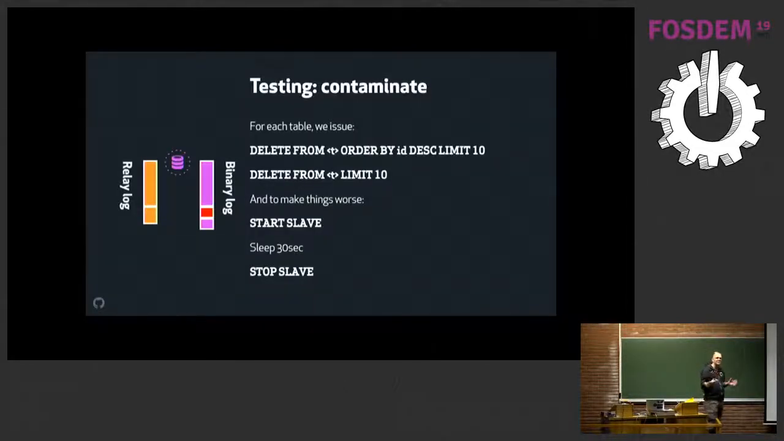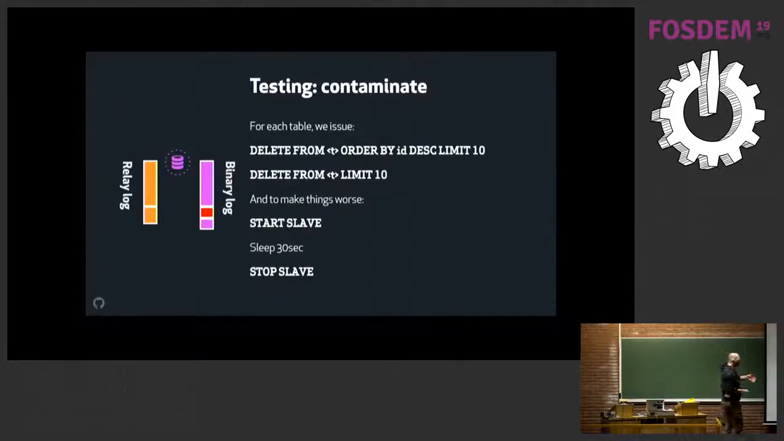We just do damage. We try to delete rows from the end of the table because those are high contention rows, which are likely to be used shortly, so the damage is bigger. And just for fun and glory, now that we've corrupted the data, let's start replication and try to apply even more production data.